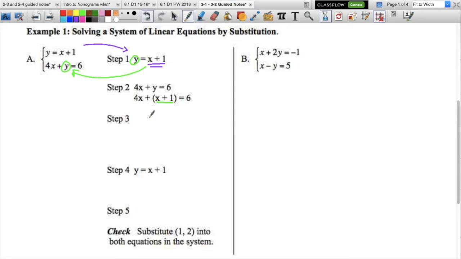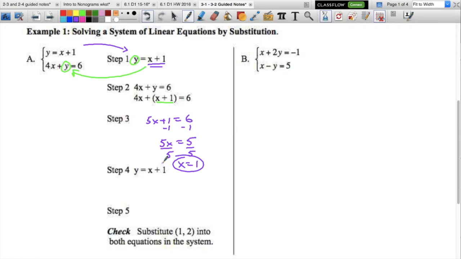And now we put these together, we get 5x plus 1 equals 6, right? Because 4x plus x plus 1. 5x plus 1 equals 6, minus 1, we get 5x equals 5. We divide by 5, x equals 1. Okay, x equals 1 is our x coordinate.